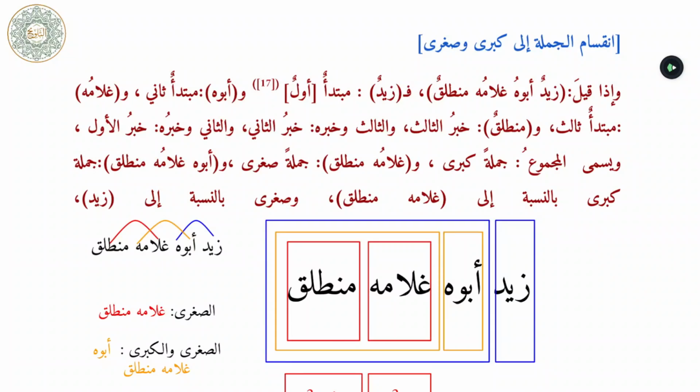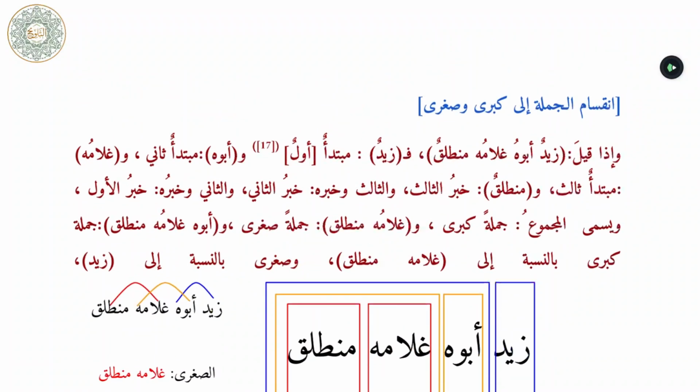Afwan, there was no missing structure. It is Zaydun Abuhu. And this is the very next statement of Ibn Hisham. Nothing is missing. In the commentary, Al-Azhari writes ثُمَّ ينقسم إلى صغرى وكبرى. But the text of Ibn Hisham is وَإِذَا قِيلَ زَيْدٌ أَبُوهُ غُلَامُهُ مُنْطَلِقٌ. Alright.